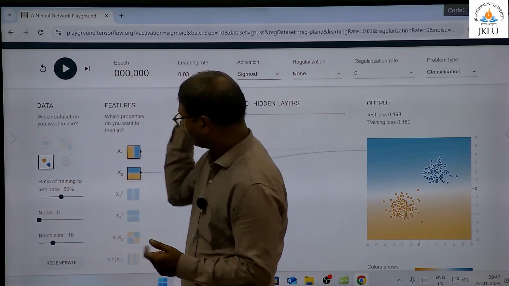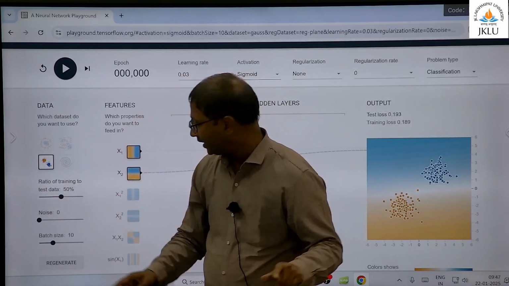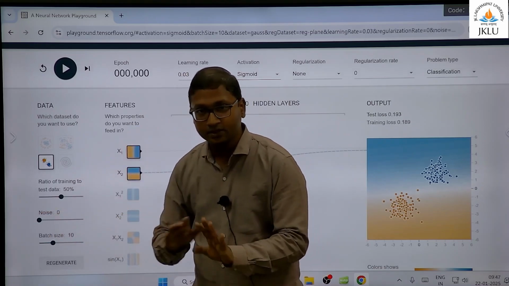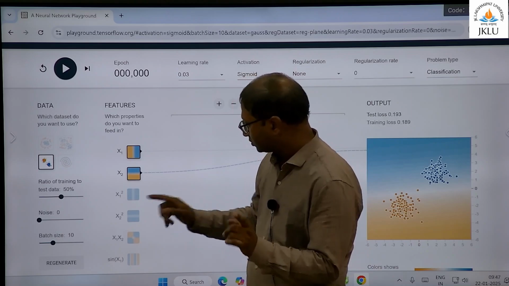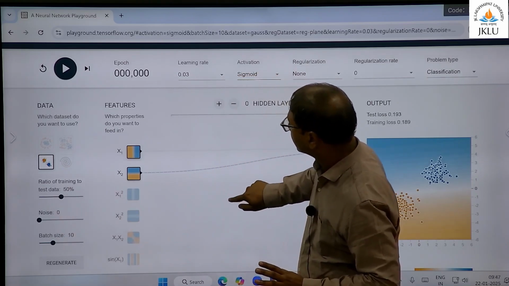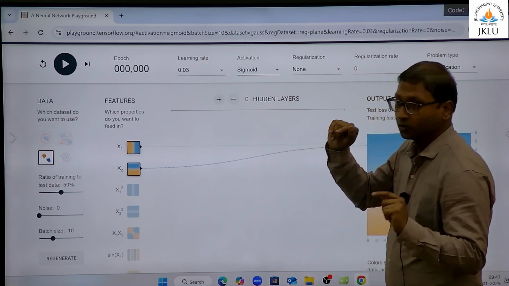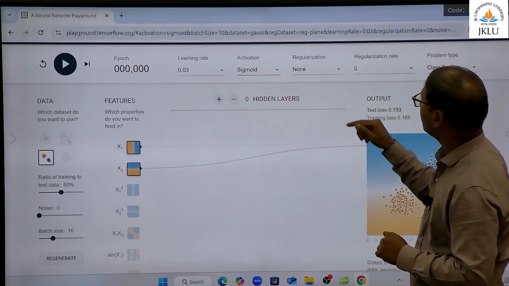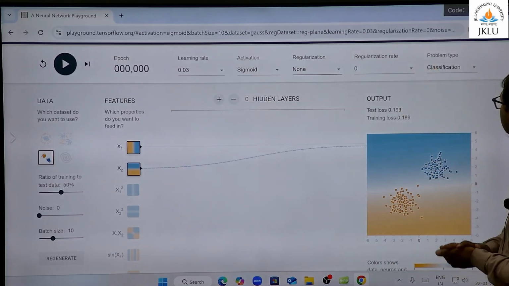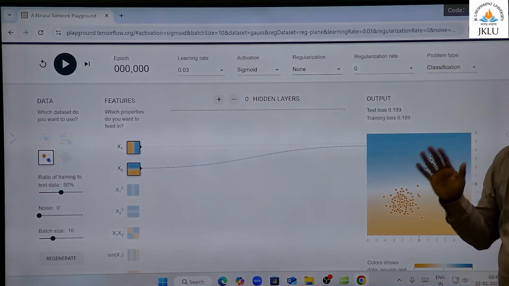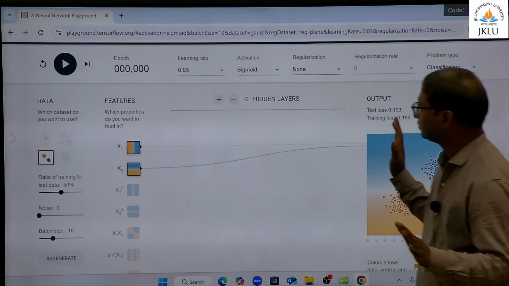Now, epochs will be here. Ratio of training to test data, 50% of it is training and 50% of it is test. Noise is 0, batch size is 10. Okay? So, we will make sense of this a bit later. Learning rate is 0.03, this is standard. So, do not change this unless you have good reasons to do so. Regularization, for the time being none. Regularization rate 0, and problem type is classification. We are not doing linear regression here. Shall I run?